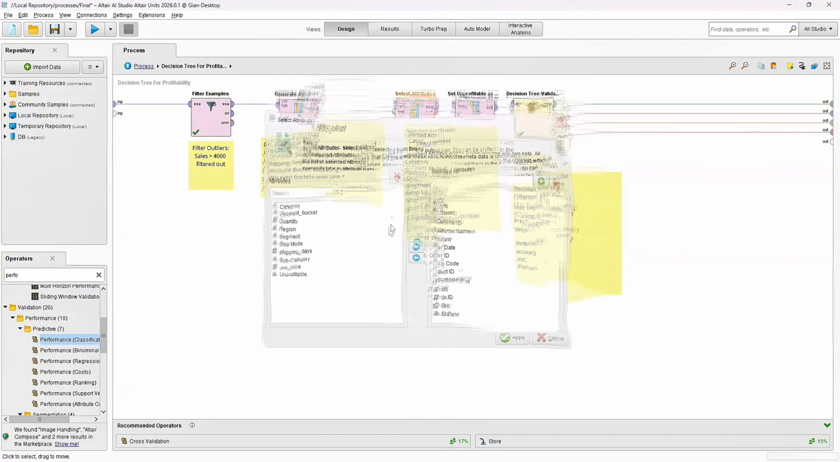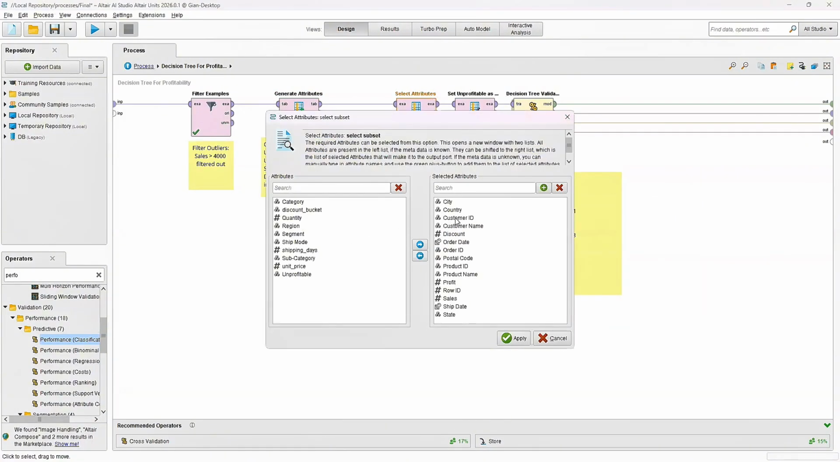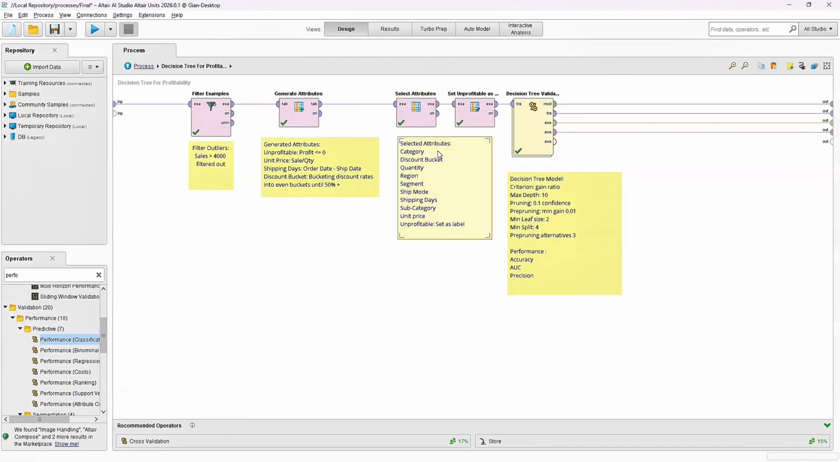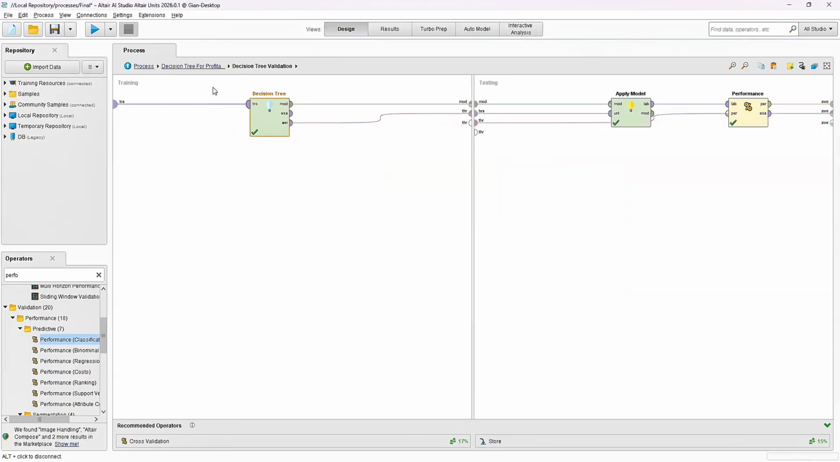And we selected attributes. We got rid of everything that was not available at the time of purchase, as that's how in the future the model would apply to orders before they're purchased, and all the costs associated are calculated and the profit is calculated. Then we set the unprofitable generated attribute, true or false, as the label, and then we did a split to do the decision tree model.